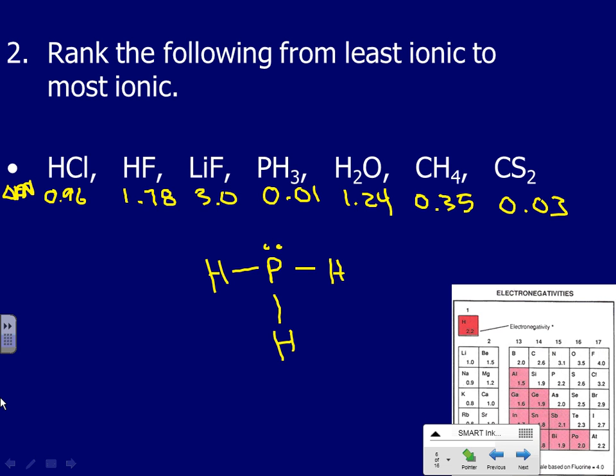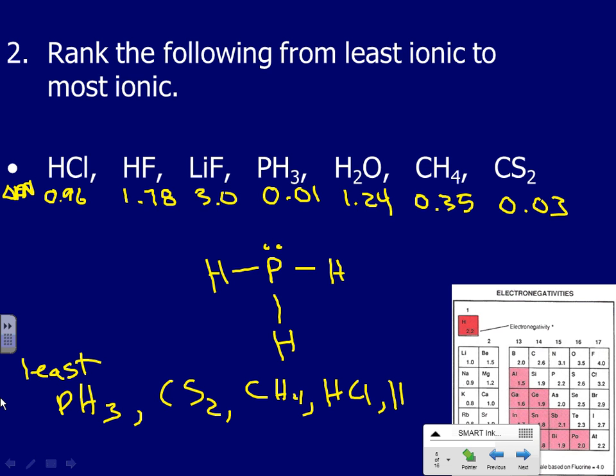If I'm going to rank this from least ionic to most ionic, what's going first in my list? What's the least ionic thing? Carissa? Yeah, PH3. It's so least ionic, it's almost purely covalent. It's almost 0. So when we say least ionic, we mean equal sharing. What's next? Somebody just go through it and tell me what comes up next. Carissa, keep going. CS2. Keep going. Is it CH4? CH4. Anybody got another one? Carissa's running out of gas. What do you got? HCl. Next. H2O. I'm moving down here. HF. And LiF. And down over here we've got the most.